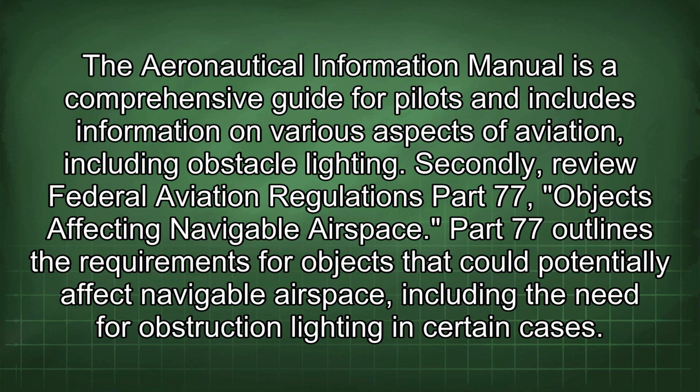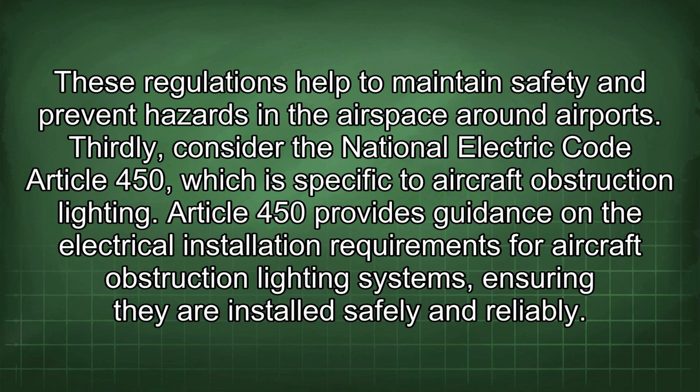Secondly, review Federal Aviation Regulations Part 77, Objects Affecting Navigable Airspace. Part 77 outlines the requirements for objects that could potentially affect navigable airspace, including the need for obstruction lighting in certain cases. These regulations help to maintain safety and prevent hazards in the airspace around airports.